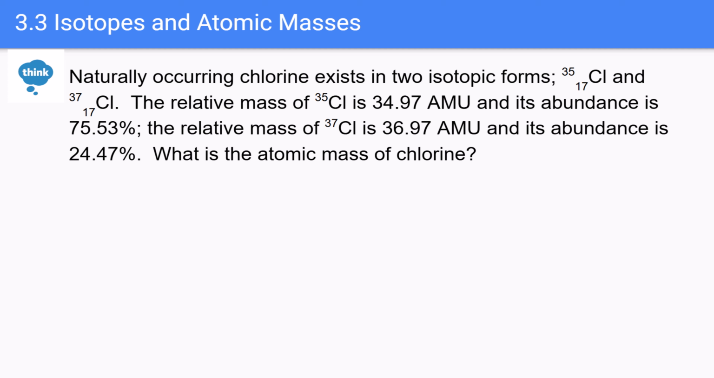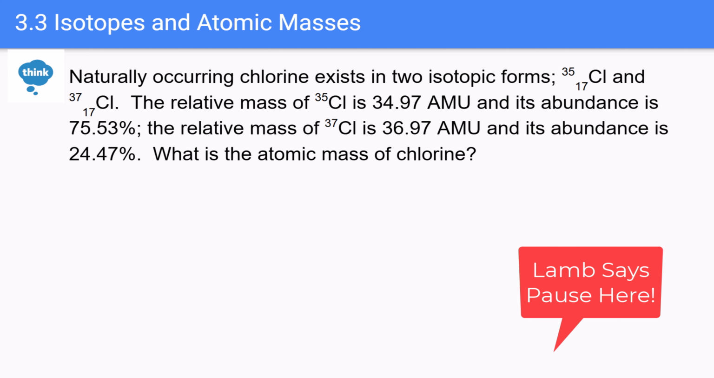First off, I know it has to be somewhere roughly between 35 and 37, because those are the highest and lowest values that are given. In addition to that, I'm venturing that it's going to be closer to 35 than 37, because 75% of the mass of chlorine is going to be that isotope with the mass of 35, as opposed to the one with the mass of 37, which is only 25%. So I'd like you to take a moment, pause the video, go through, calculate that average atomic mass, and see if we get what we've predicted. I'll be back in just a moment.